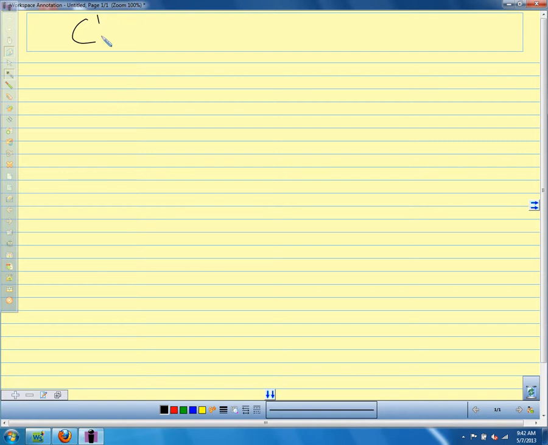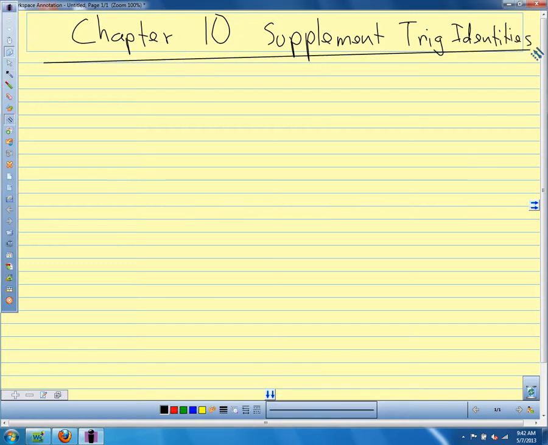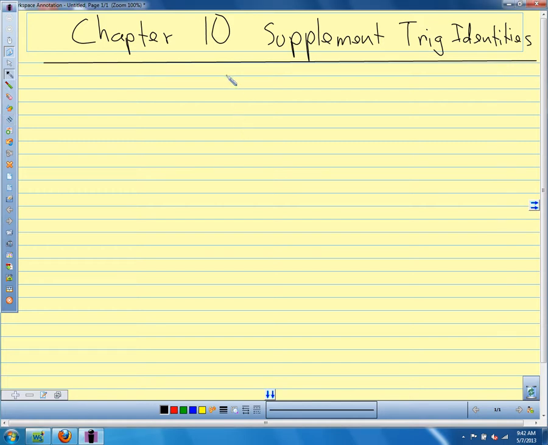All right, so this is we'll call it Chapter 10 supplement. And we're going to talk about trig identities. So the first one we're going to talk about is what we call the tangent identity.